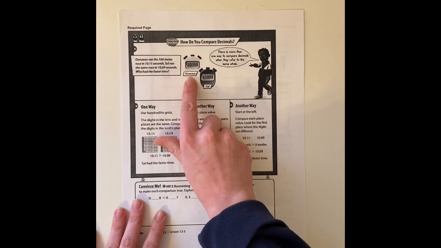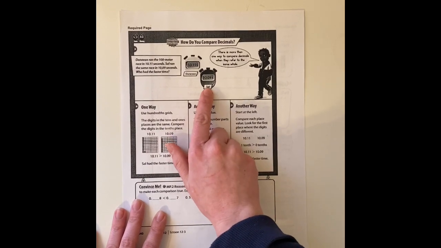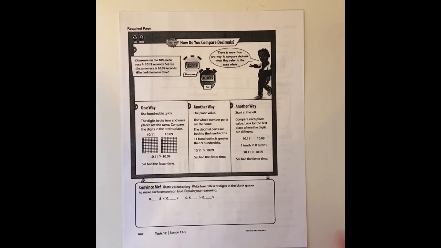So Donovan ran 10 and 11 hundredths, and Sal ran 10 and 9 hundredths. We want to know who had the faster time. So when we're talking about the faster time, that's the lesser number. So we're looking for the lesser number here to know who ran the race faster, because when you're running, you want your time to get less and less because that means you're running faster.